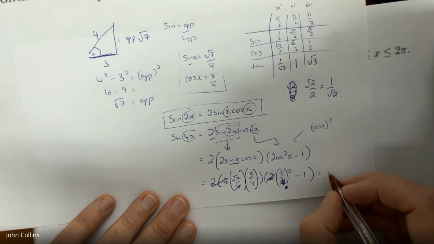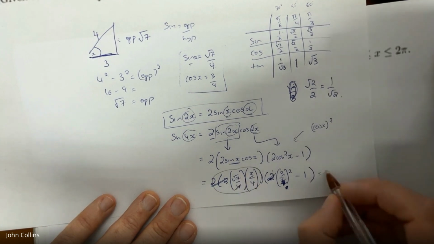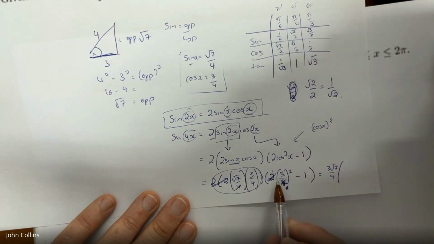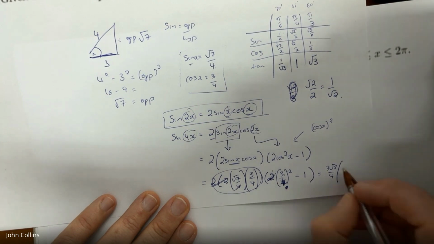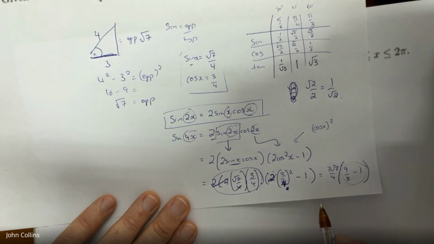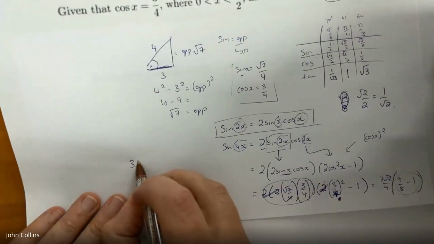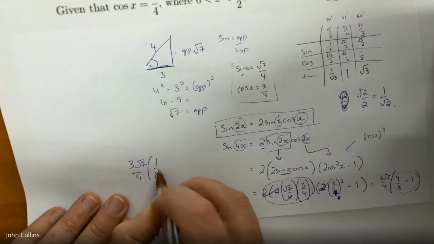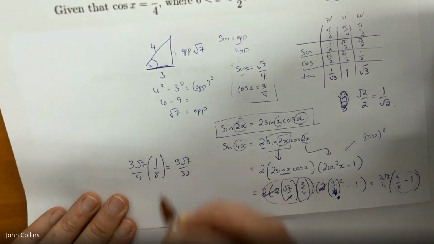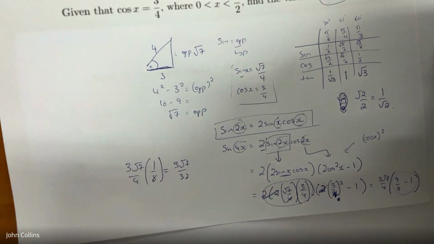What does that give? Let's just do this bracket first because it's easier. That's 3 root 7 over 4 times, let's do this one separately, 9 over 16 and 16, so it's 9 over 8 minus 1. Okay, that makes it easier. 9/8 take away 1 is 1/8. So I'll finish it off over here: 3 root 7 over 4 multiplied by 1/8. So that's 3 root 7 over 32. Okay, all right, so that's the first one.